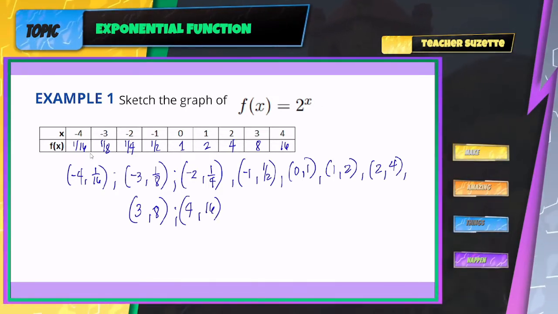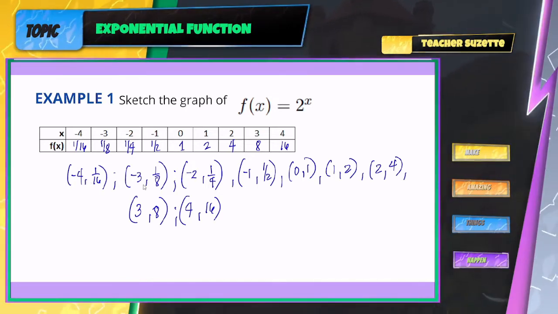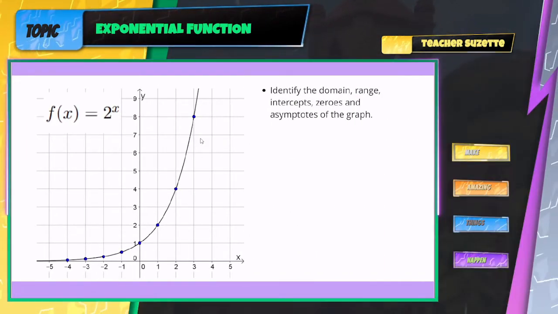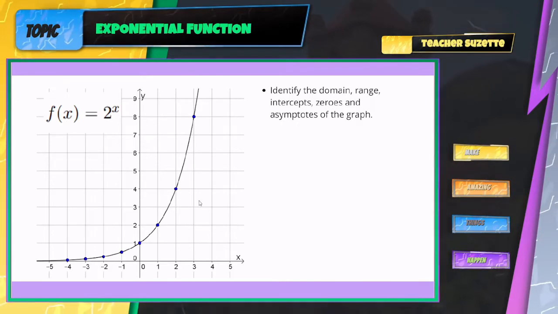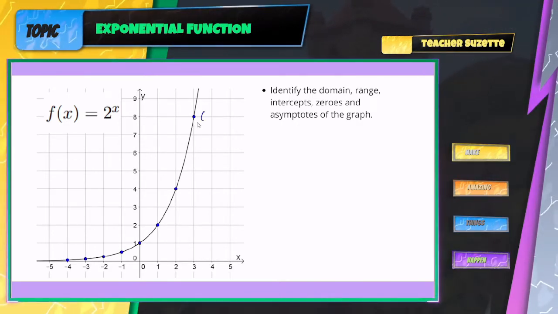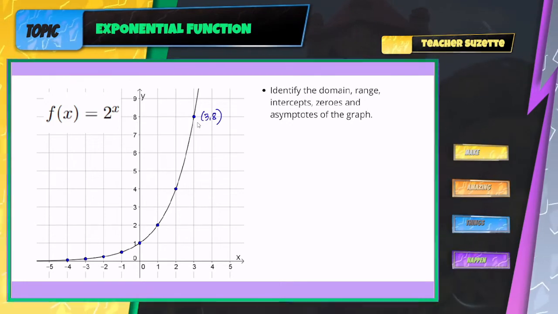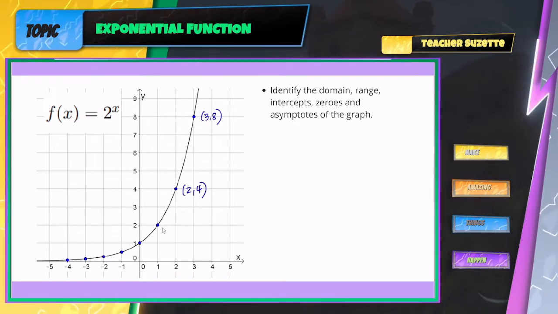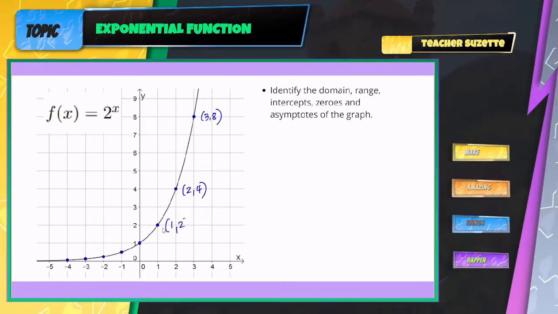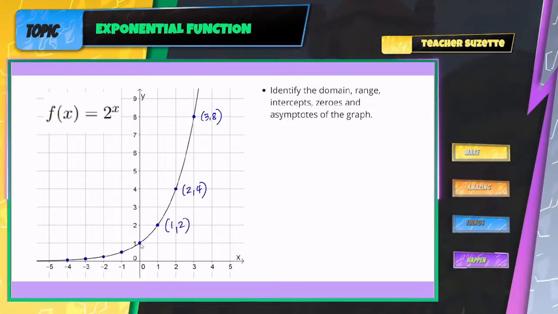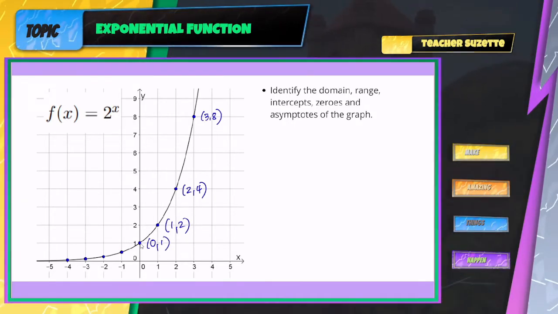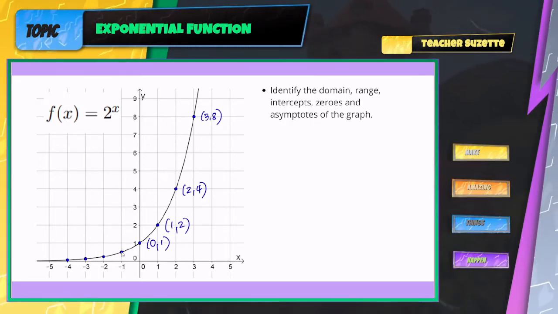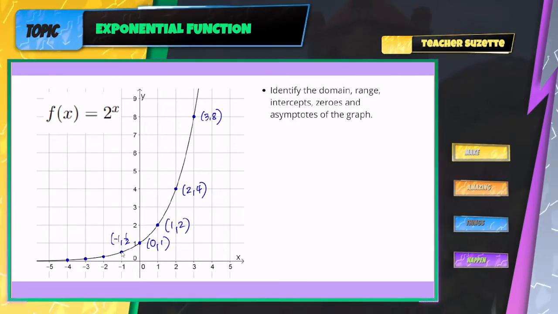So, if we plot these points on our Cartesian plane, this will be the result of our graph. Now, let's identify each point. So, we have here 3, comma 8. Next, we have 2, comma 4. Next, 1, comma 2. This point is 0, comma 1. Then, let's go to the negative side of x. We have negative 1, one half. So, this is point negative 1, 1 half.